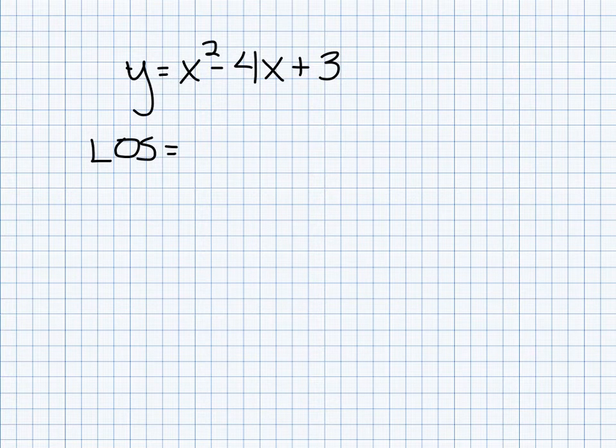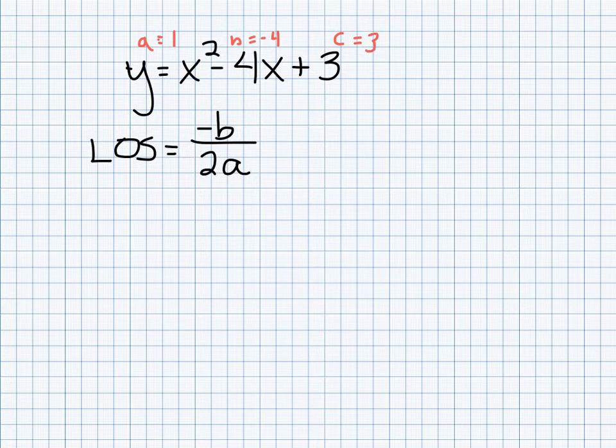Going back, y equals x squared minus 4x plus 3. The line of symmetry can be found by -b over 2a. You might be wondering what those letters mean. Remember, a is the number in front of the x squared. In this equation, a equals 1, b equals -4, and c equals 3.